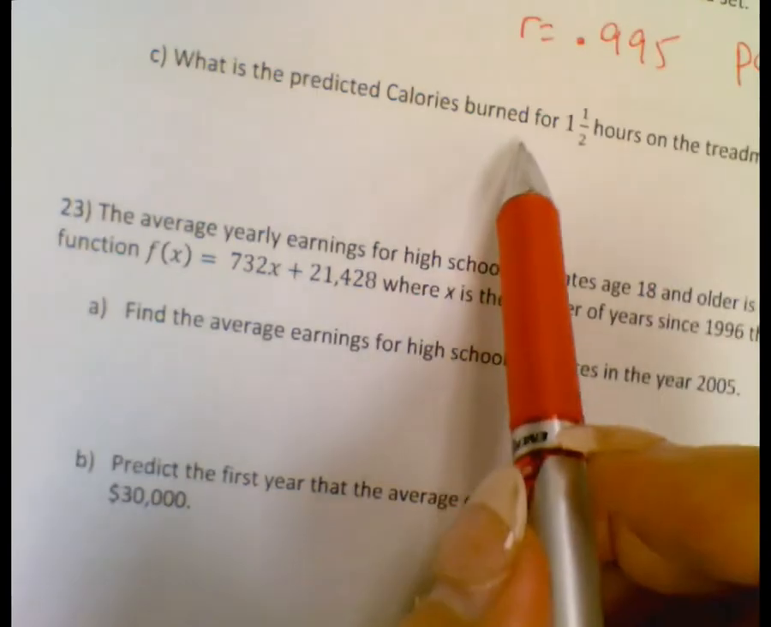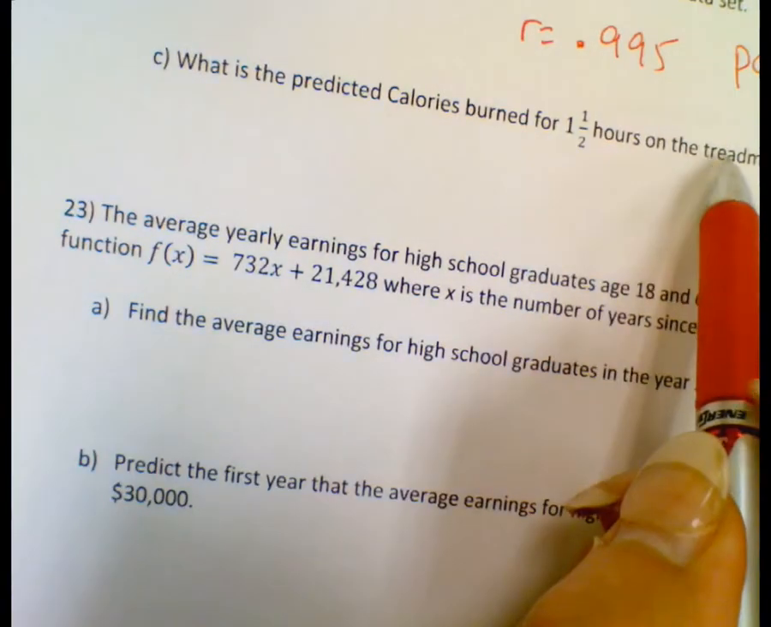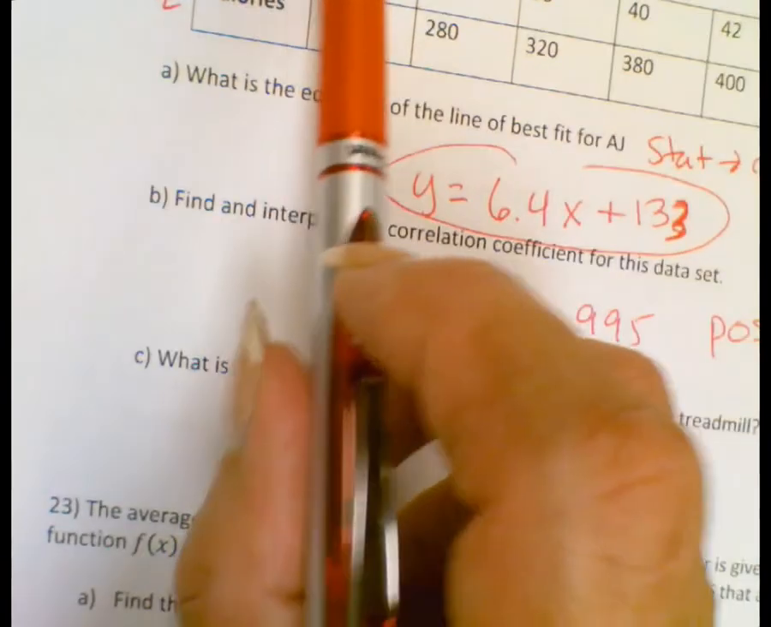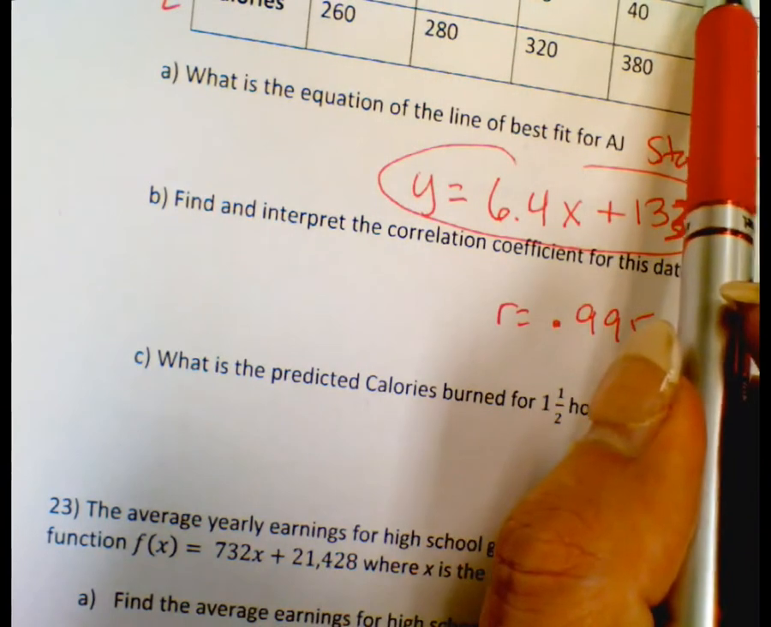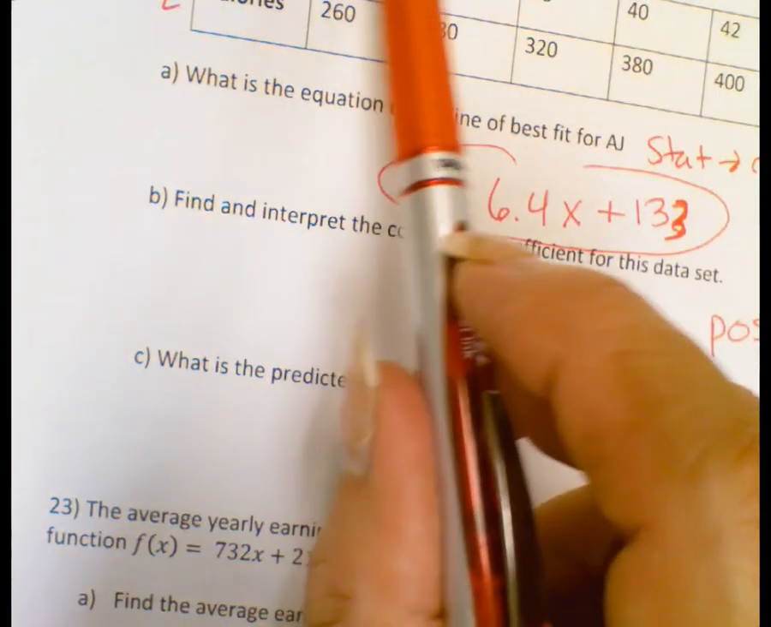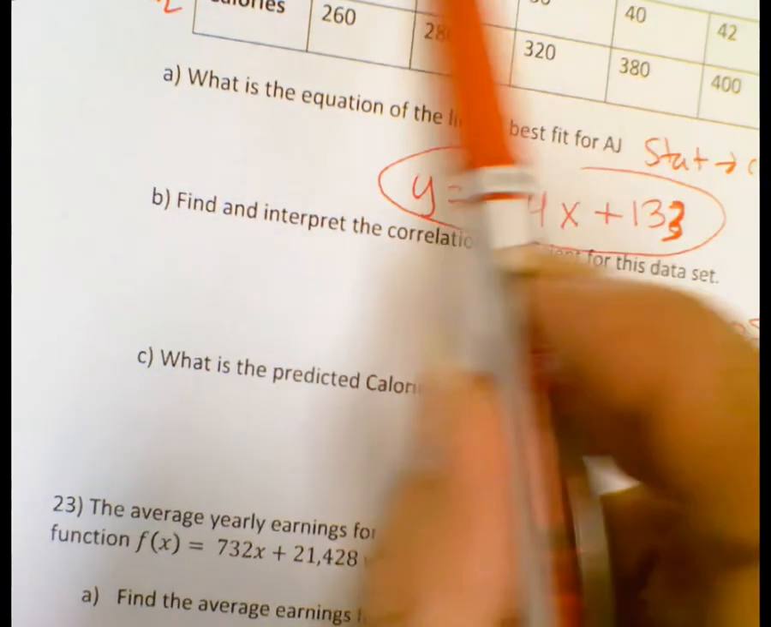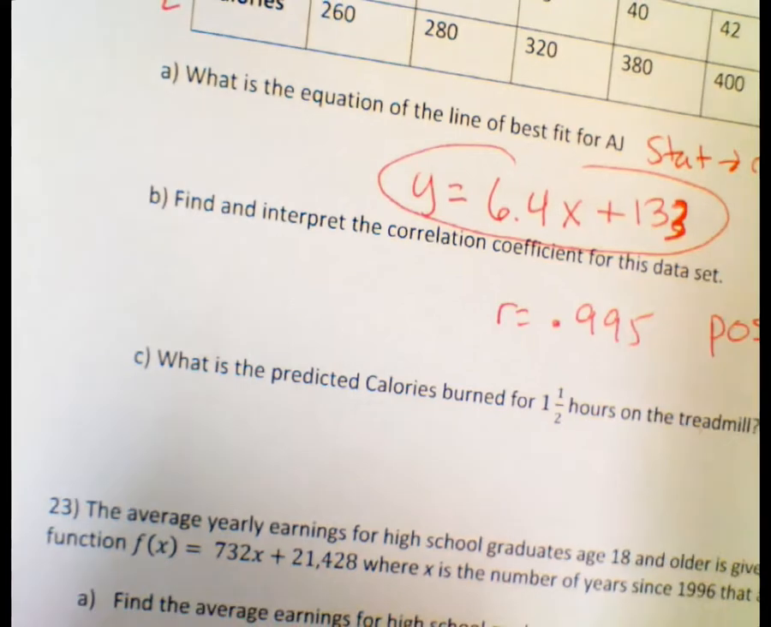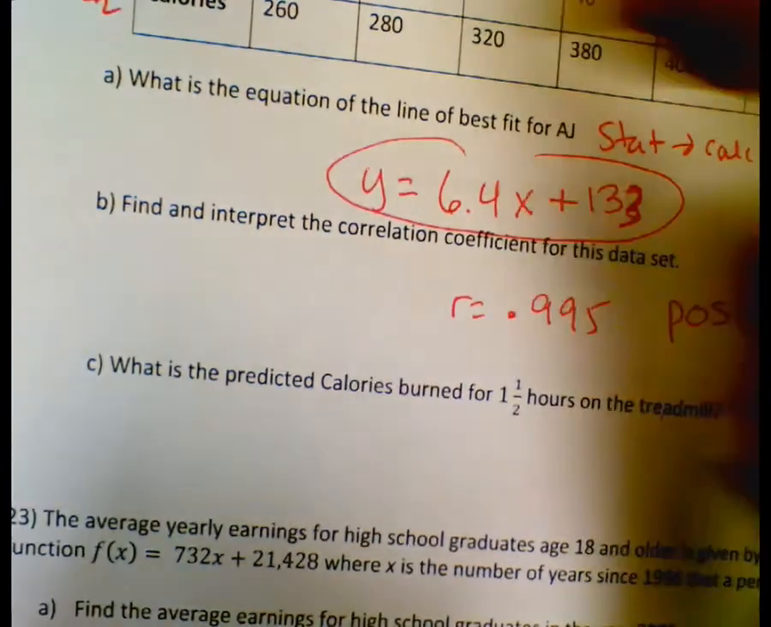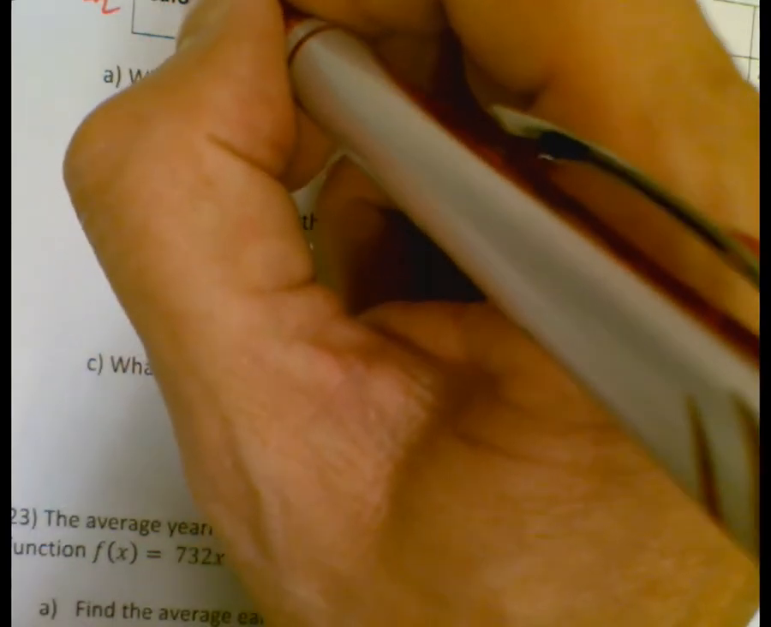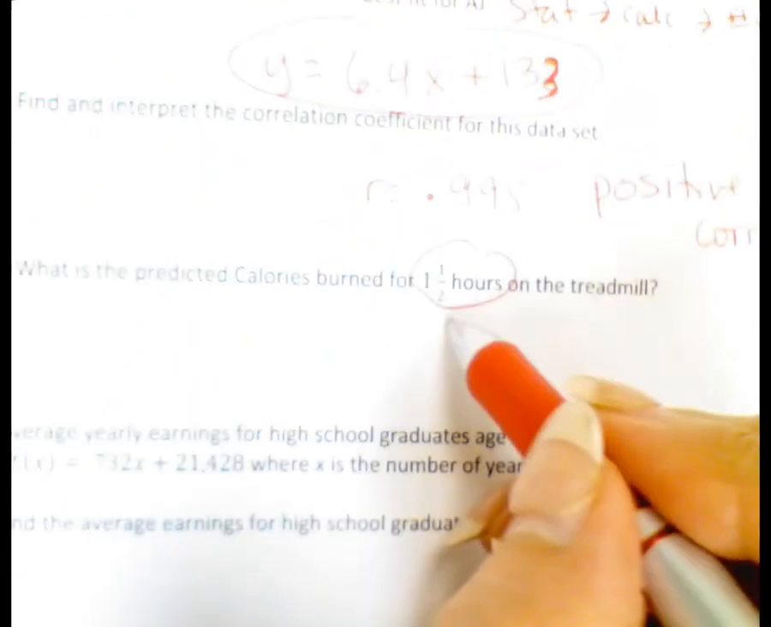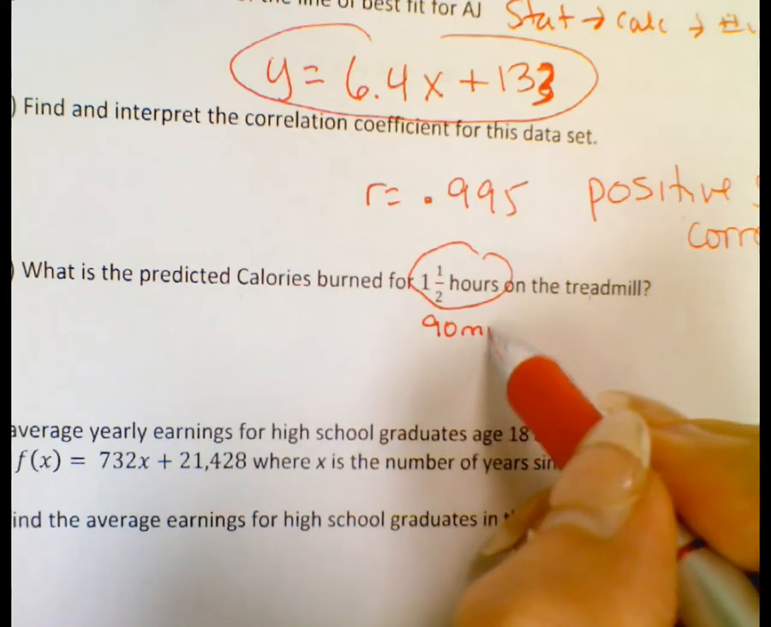What is the predicted calories burned for 1.5 hours on the treadmill? So we're going to plug 1.5 in for time. Now what was time in? It would have been nice if they said what the time was in. I assume this time is in minutes because I don't think anyone's going to be on the treadmill for 52 hours. So my guess is this is in minutes. So how many minutes is 1.5 hours? 90 minutes is what you want to plug in.